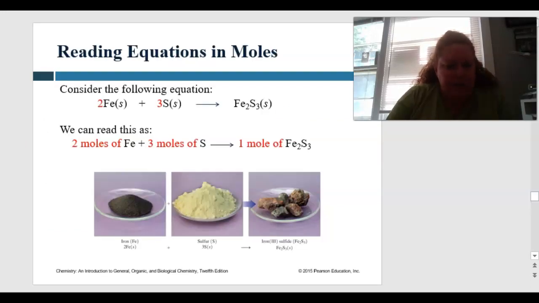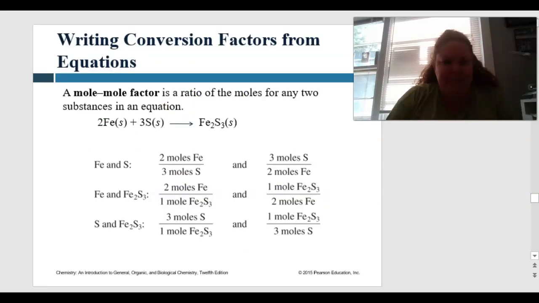So what are we going to do while we're reading these equations in moles? Let's consider the following reaction. We have 2 irons, 3 sulfurs, and we end up getting 1 mole of iron sulfide. So we would read this as 2 moles of Fe plus 3 moles of S gives 1 mole of Fe2S3. It sounds complicated, but you guys are super smart, and you can see that they just have to equate out on either side.